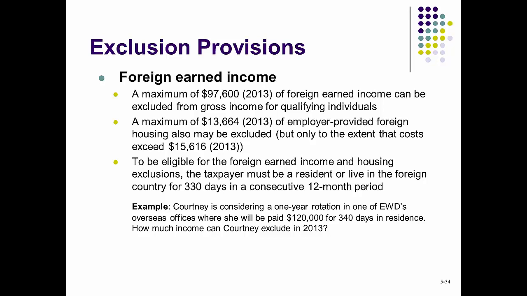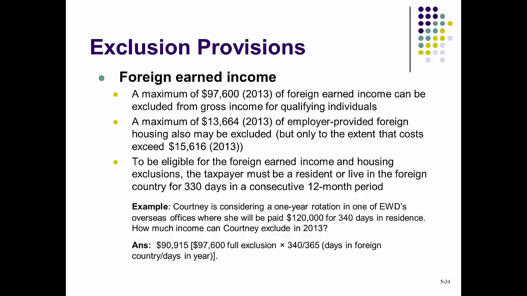This election by Form 2555 can be revoked, but then you cannot claim the exclusion for the subsequent tax years. And those who claim the foreign income tax exclusion cannot claim any child tax credits even if their income does not exceed the threshold. So let's look at this example here.